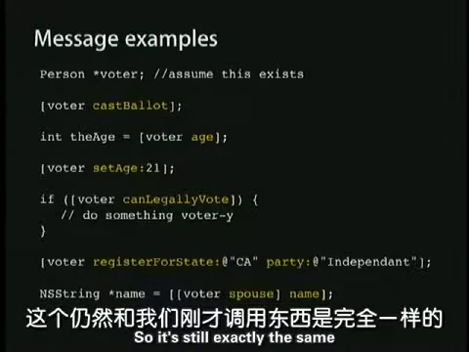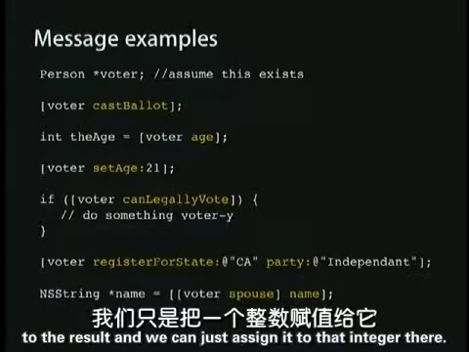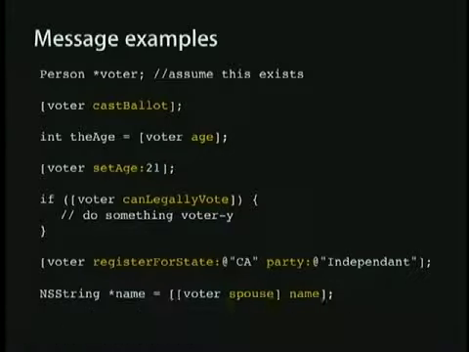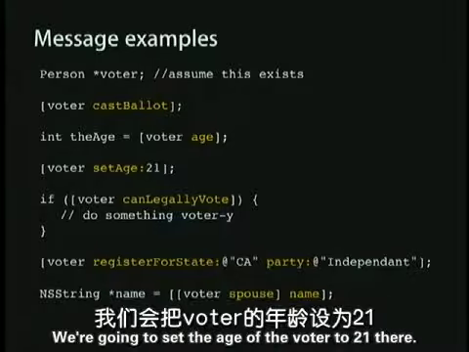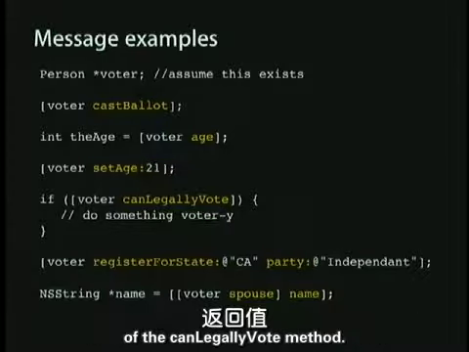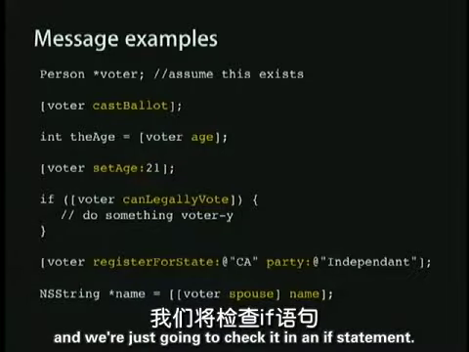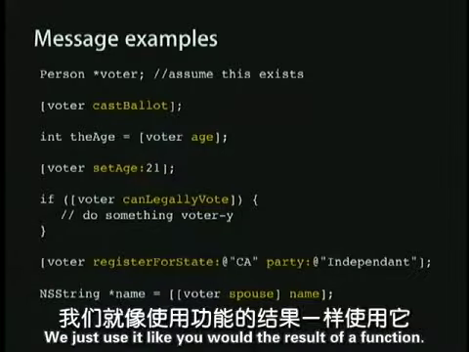So it's still exactly the same as if we were just calling something that didn't return a value, except now we can pay attention to the result, and we can just assign it to that integer there. The next one, we're actually passing a value in. We're going to set the age of the voter to 21 there. Now the third one is looking at the return of the canLegallyVote method. Presumably this is going to return a Boolean value, and we're just going to check it in an if statement. We don't have to assign it to anything. We can just use it like you would the result of a function.